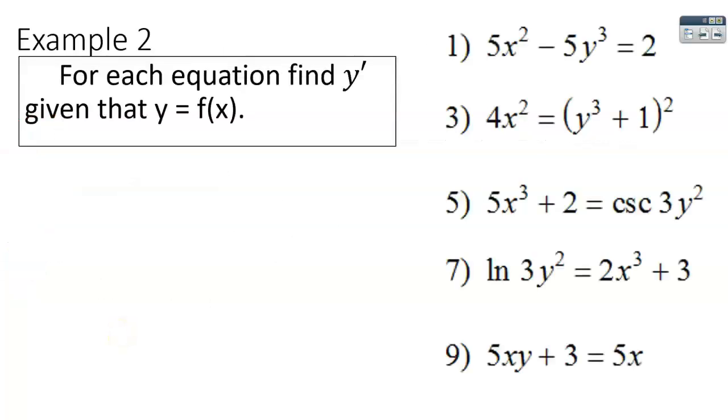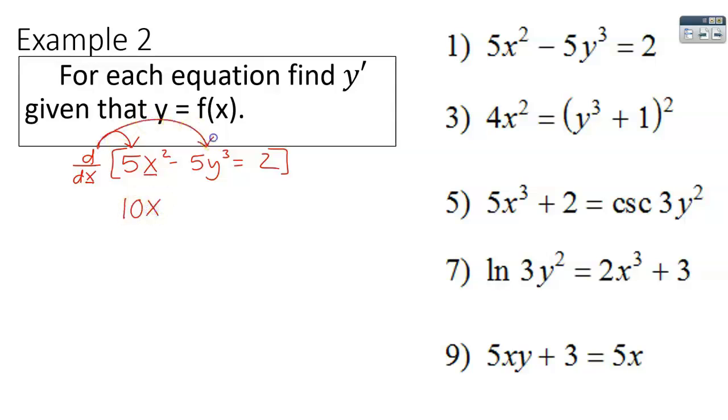All right. So let's go ahead and do some. Okay. So let's start off with number 1. 5x squared minus 5y cubed equals 2. All right, so step 1, brackets, derivative, like so. Now we're going to go ahead and take the derivative of each piece. So what's the derivative of 5x squared? Since x is the input variable, or the value I'm doing respect to, and these match, just do a derivative like normal. So the derivative of 5x squared would be 10x.